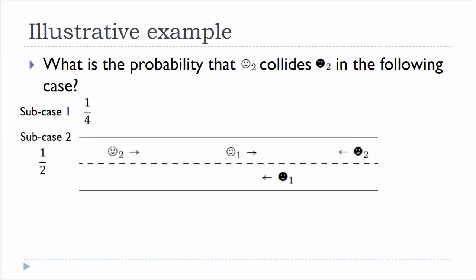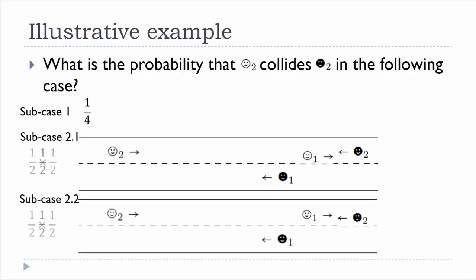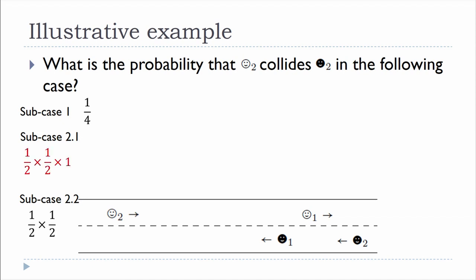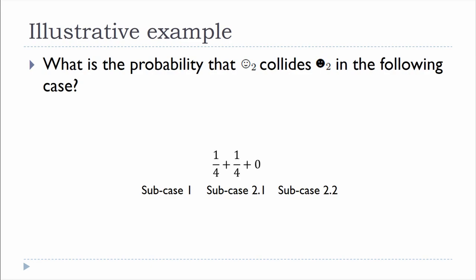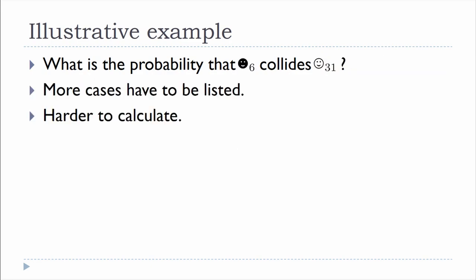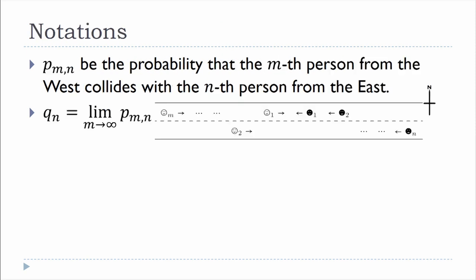For subcase 2, we further divide it into two subcases, where they handle the collision differently. In one, white 2 must collide with black 2, which yields the probability of 1 over 4. And in the other, they must not collide, which yields the probability of 0. Therefore, the probability that white 2 collides with black 2 in the following case is 1 over 2. But what is the probability that black 6 collides with white 31? Then more cases have to be listed, and this is harder to calculate.